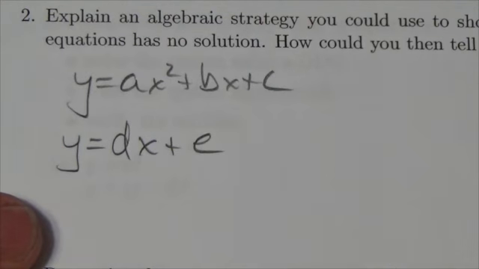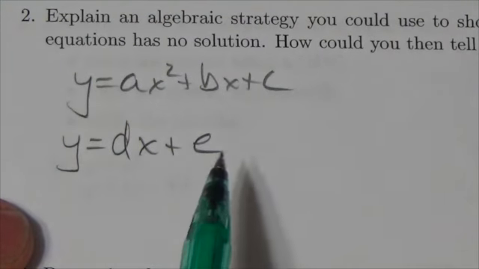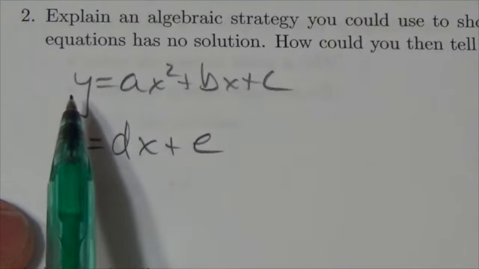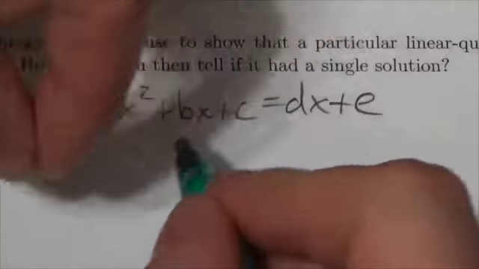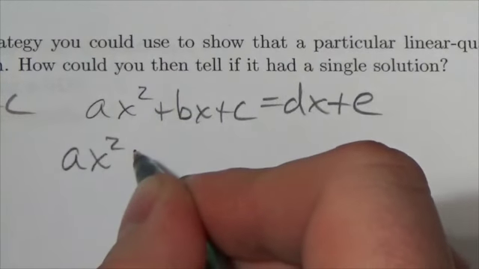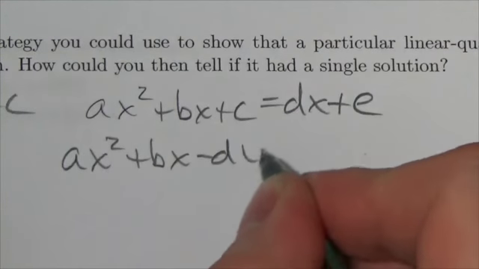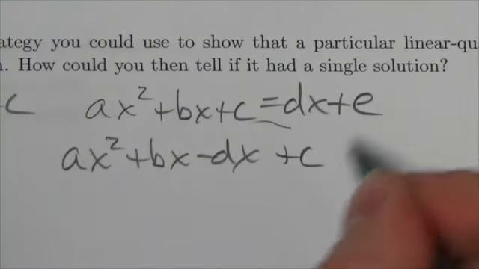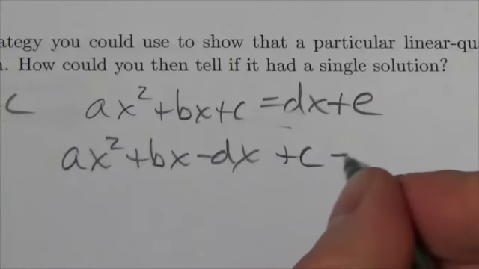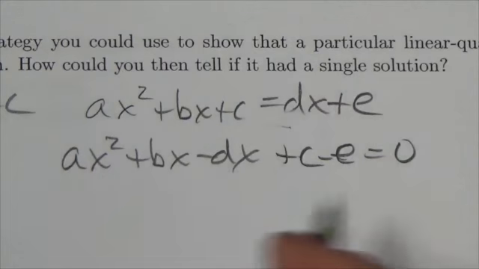Now, what would I do to solve this system if I actually had numbers here? Well, I would set the quadratic equal to the linear because they're both equal to y. So you'd get ax squared plus bx plus c equals dx plus e. This is a quadratic, so to solve it, I would bring those terms over, so I would get ax squared plus bx, minus dx, plus c, minus e is equal to 0.